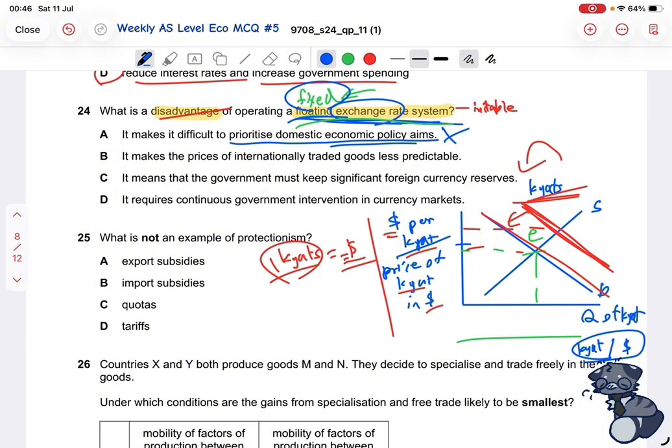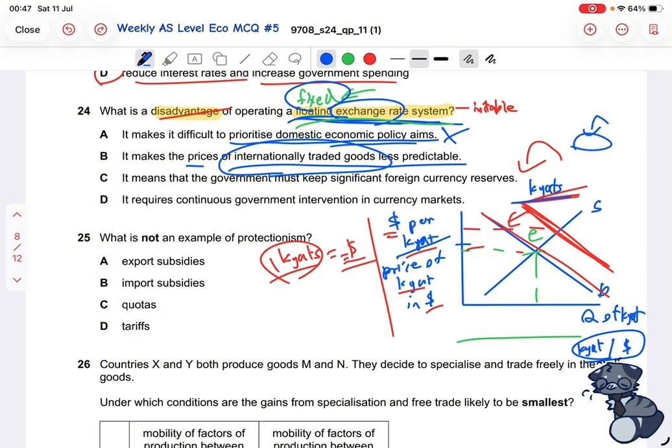Next one says, it makes the prices of internationally traded goods less predictable. Now that's true, because the price of internationally traded goods, or in a simpler sense, your imports, because that is what you get from other countries. The imports are the goods and services from foreign countries that come into your country. So the prices of imports will be less predictable. That's true, because if you have a floating exchange rate system, the value of your currency will be uncertain. It will be fluctuating all the time.